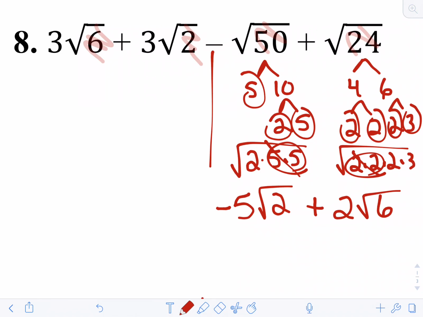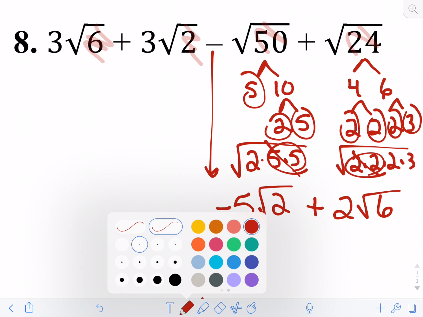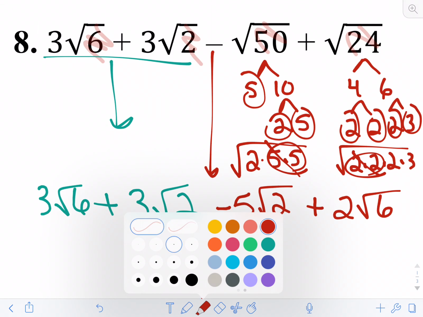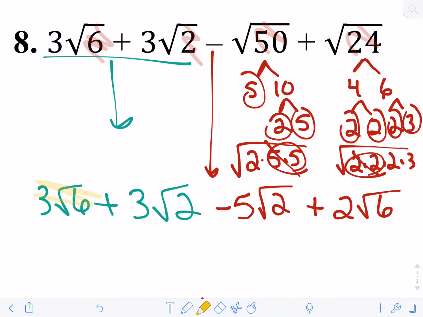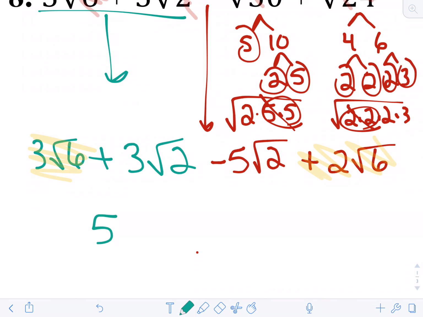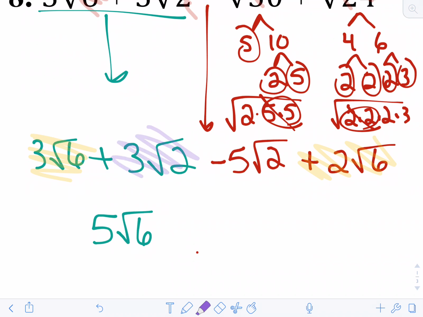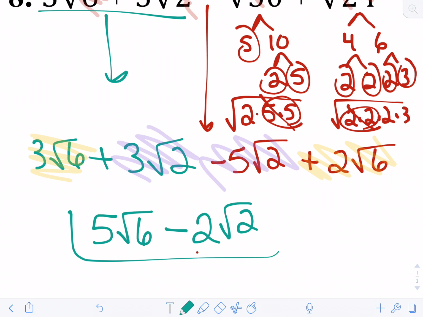Okay, and I'm bringing that negative down. Now I'm going to copy all this stuff down. So 3 square roots of 6 plus 3 square roots of 2. Now I have two things I can combine. I can combine the square root of 6 with this square root of 6. So 3 plus 2 is 5. So I'm left with 5 square roots of 6. And then I can combine this square root of 2 and this square root of 2. So the negatives are winning by 2 points. So negative 2 square roots of 2. And that's your final answer.